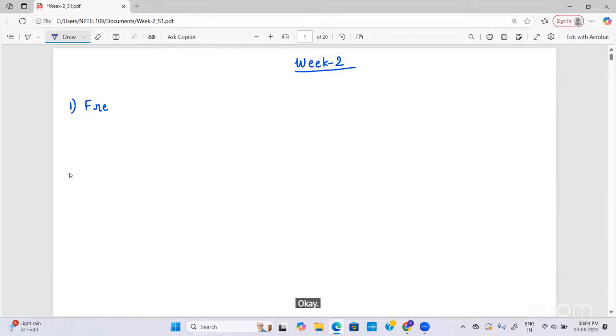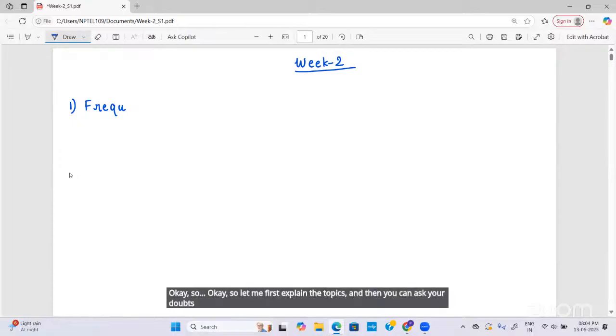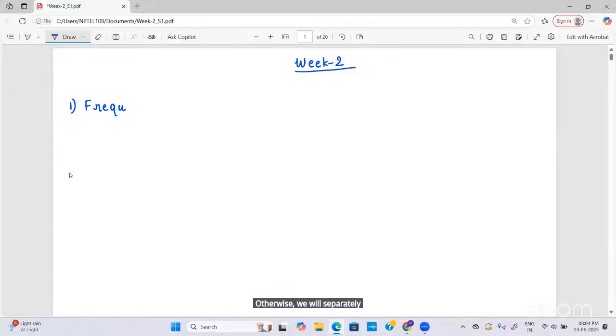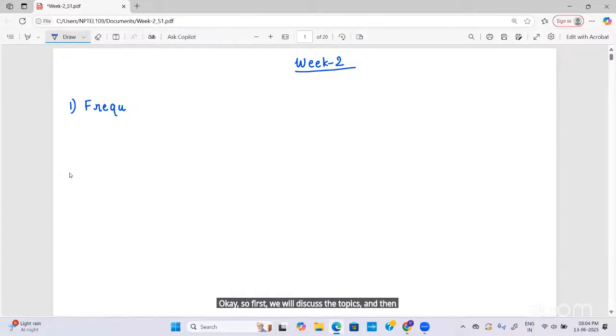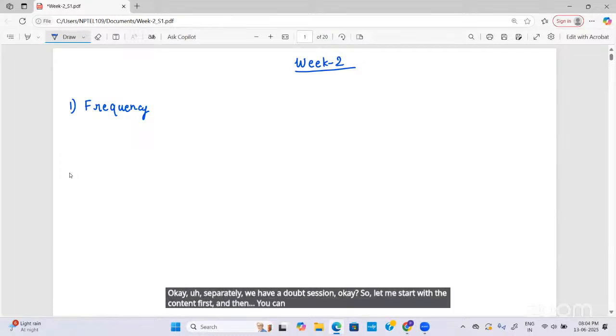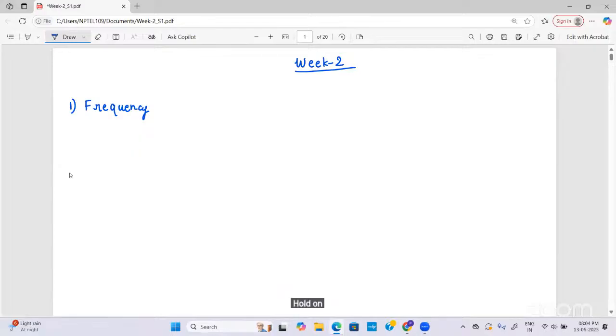Ma'am, I have a doubt in a question of week two, graph based. Okay, so let me first explain the topics and then you can ask your doubts. Otherwise, we will separately have a doubt session as well. There also you can ask your doubts. First we will discuss the topics and then you ask. Ma'am, please give 5 minutes at the end for doubts. See, separately we have a doubt session. So let me start with the content first and then we can take your doubts. Okay, continue. And please mute your mic if you don't have to ask anything.